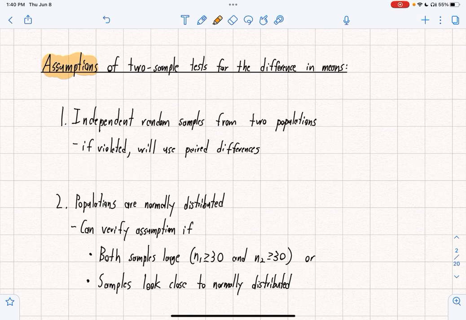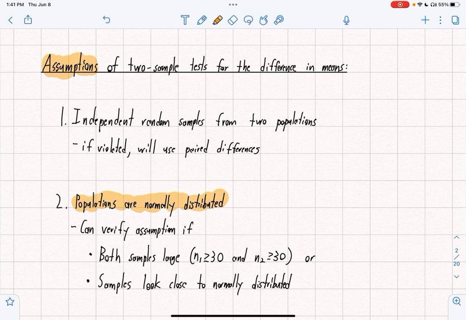Okay, the second is that the populations should be normally distributed. So we can verify this by whether, let's say both samples are large. By that we mean n1, the sample size of the first sample, is bigger than 30, and the sample size from the second sample is bigger than 30. Well, then we know we can just use the central limit theorem, which states that if we have a large sample, then the distribution of the sample averages will be approximately normally distributed.